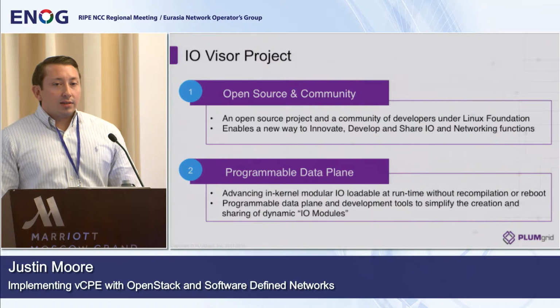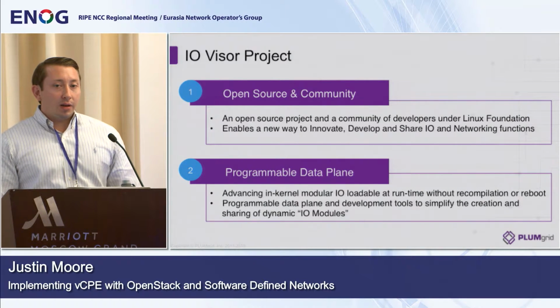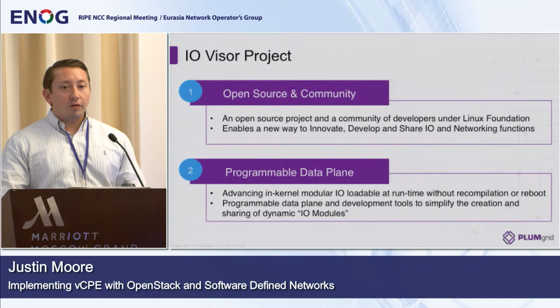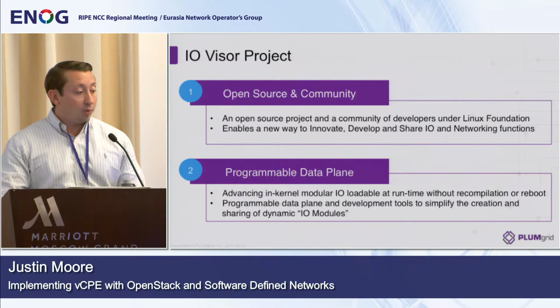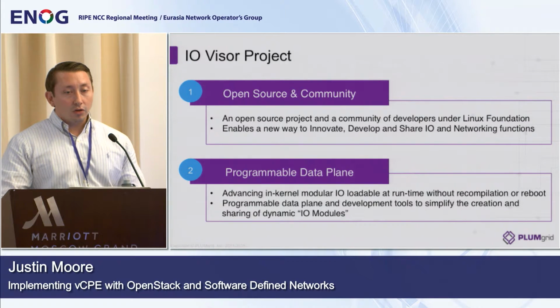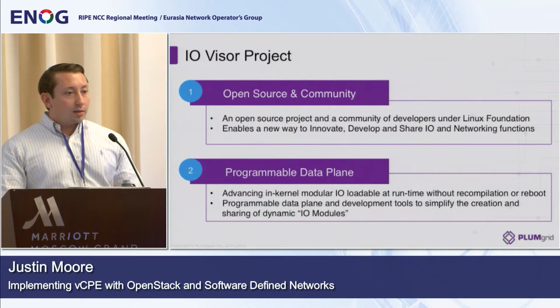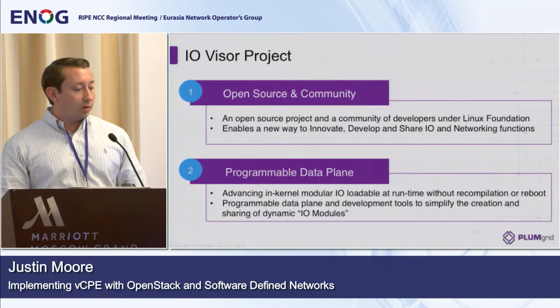So how do we do this? PLUMgrid, the company that I work for, has created a project called IO Visor. This was based off of some code which we developed and we've open sourced, and we've built a community around. The community is hosted by the Linux Foundation. And it's not just a PLUMgrid project any longer. Facebook, Netflix, Huawei, Cisco are all contributors.